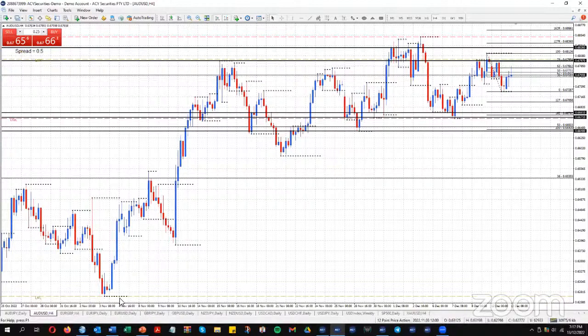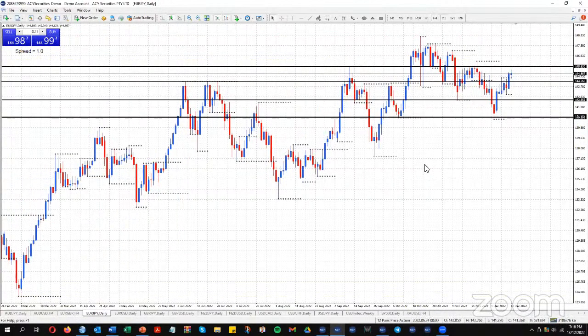Sooner or later, though, it is going to break one way or the other. And the dominant trends weekly and monthly are down. So I'd be more in line with trying to trade to the downside. Selling down from resistance. Okay, Euro yen.